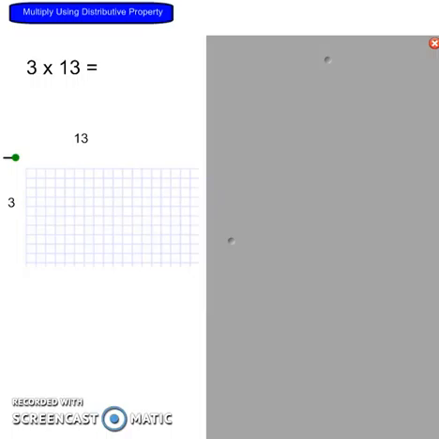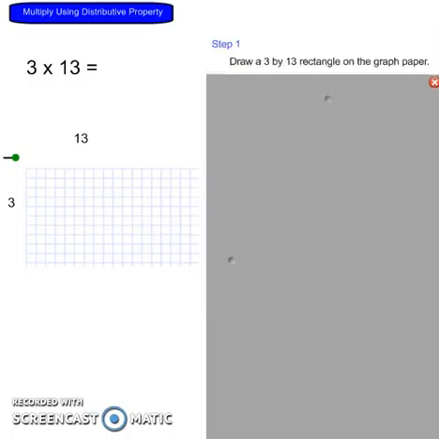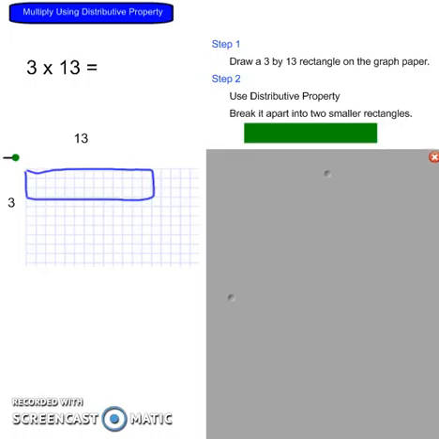So again, my first step is going to be that I want to draw my 3 by 13 rectangle. So I'm going to go down 3, and I'm going to go across 13 and close out my rectangle. And there's my 3 by 13. Then, step 2, I'm going to use my distributive property and break it apart into my two smaller rectangles, which means that I'm going to have 10 plus 3.